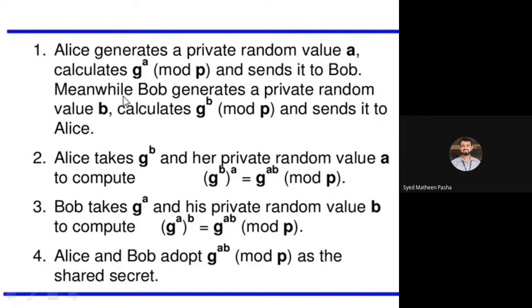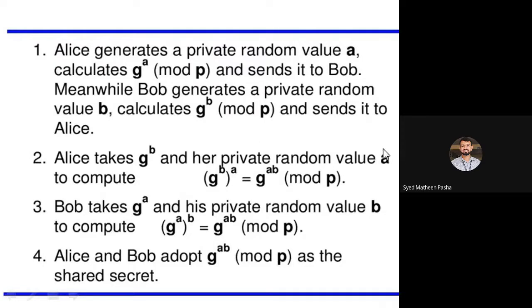Now, what is the working of Bob? Bob should also generate some random value b, calculate with respect to that, and send it to Alice. Now both parts are public. Then Alice takes G to the power of b, which Bob has calculated, and her private random value a, to compute the whole part. You have to combine this: G to the power of b, whole power of a, which gives you G to the power of ab mod P.